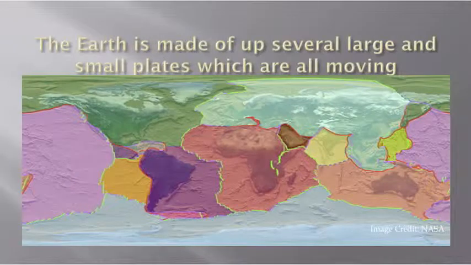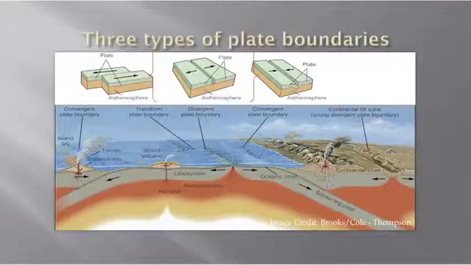So moving on. As some of you know, the Earth is made up of several plates. And these plates are all sitting on the mantle. These plates can be made up of oceanic crust, continental crust, or both. And they're all moving. Now, where plates touch each other, where they border each other, there are three kinds of boundaries.